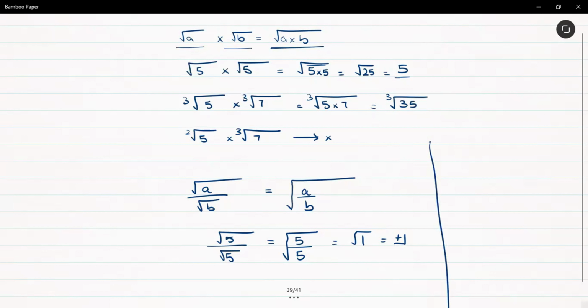Another example would be under root 5 divided by under root 25, which would also be equal to under root of 5 divided by 25. So 5 ones are 5, 5 fives are 25. That would give us 1 over 5 in an under root. And so 1 divided by under root 5 is what we would get. Why is that? Because this would be equal to under root 1 divided by under root 5, and that would be under root 5.